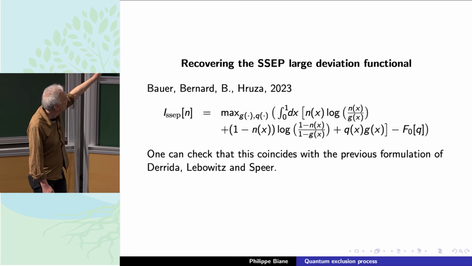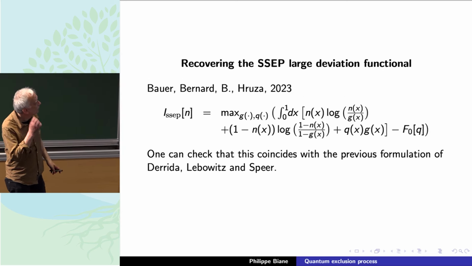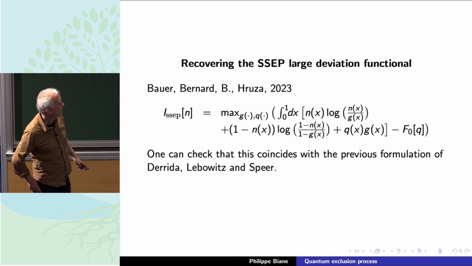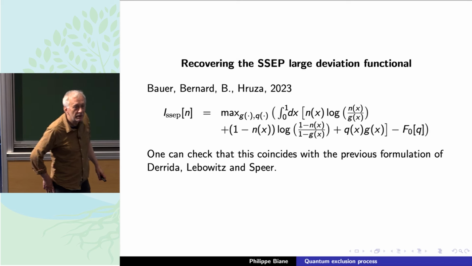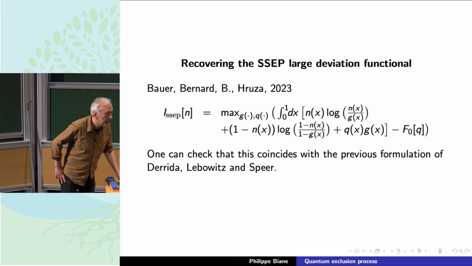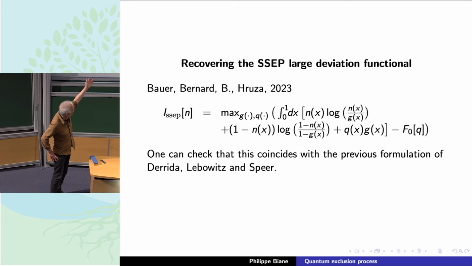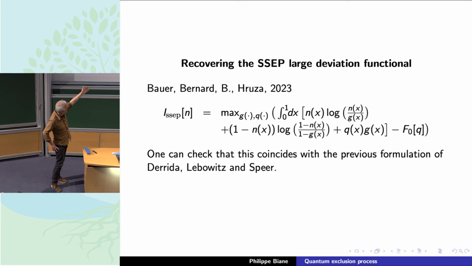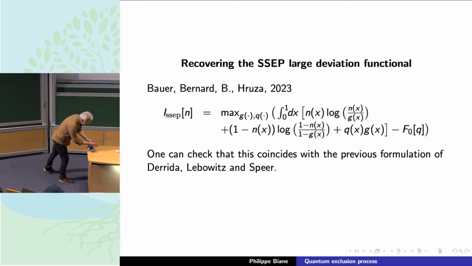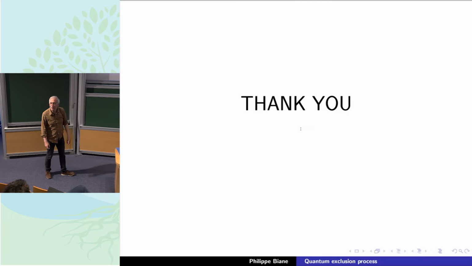And finally, what you get is essentially this formula for the large deviation functional for the SEP, which is essentially equivalent to the formula of Derrida, Lebowitz, and Speer. So this formula comes from the general Bernoulli case, in the special case where my cumulants are given by a very special cumulant that I showed. I think it's time to thank you for your attention.